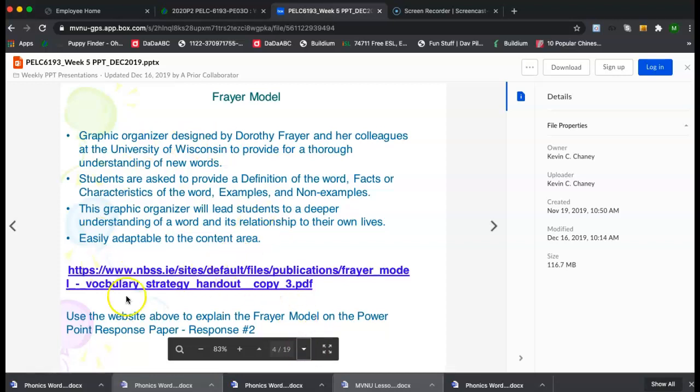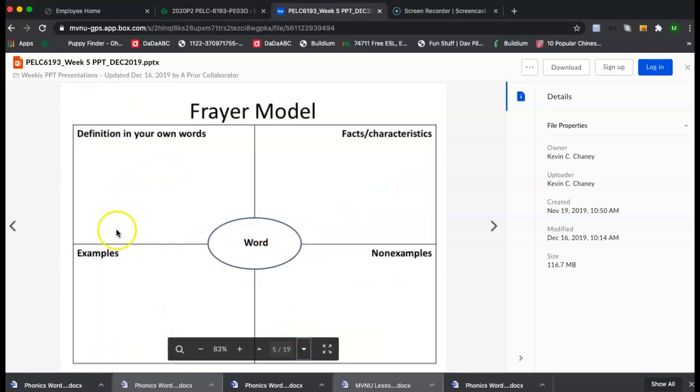You can easily adapt the Frayer model to content areas. Here is a website that you can use to explain the Frayer model in response on your PowerPoint document. Here is the Frayer model. You put your word in the middle, definition in your own words, facts or characteristics about the word, examples, and non-examples.